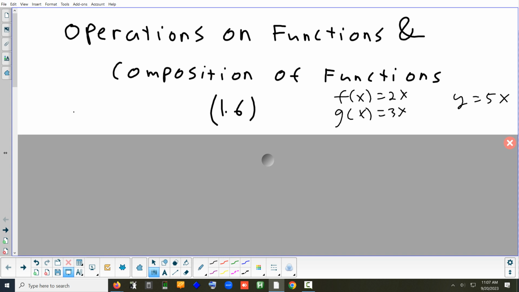Now, if they weren't like terms, and I said to add them together, then the new function would just be 2x squared plus 3x. Okay, there's nothing you could do. So we'll do a little bit with adding, subtracting, multiplying, dividing. And then we're going to look at another way we can combine functions together, which is composition.